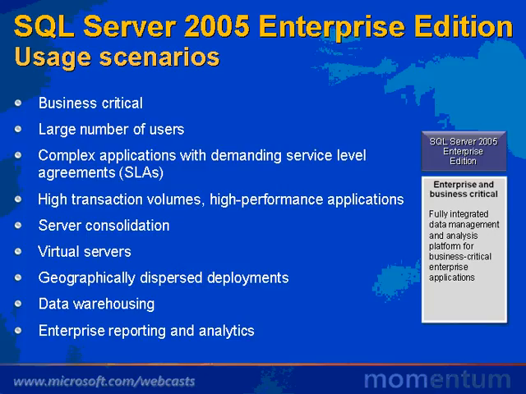Geographically dispersed deployment. With features such as, for example, peer-to-peer replication, which is only available in the Enterprise Edition, those are ideal technologies to have geographically dispersed systems. Data warehousing, as I mentioned, with, for example, partitioning and also the scale and performance that you need, is only available in the Enterprise Edition. Same as enterprise reporting and analytics.